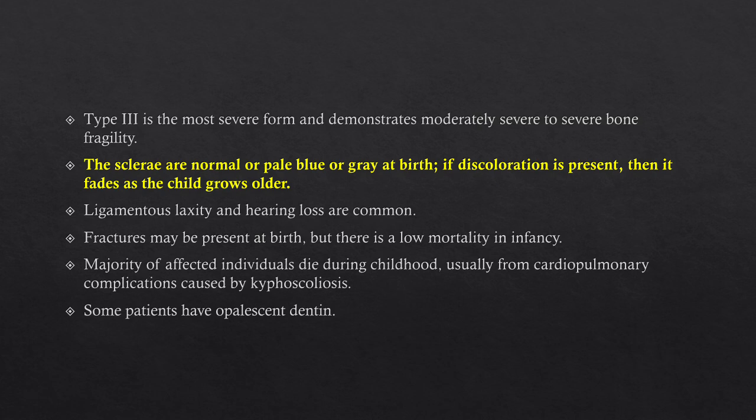in infancy, but then it can present because it is a severe form. The individuals die during childhood, usually from cardiopulmonary complications caused by kyphoscoliosis, which means the spine is bent in the forward as well as in the lateral direction. So because of its bending and the very little space that is available between the rib cage and the spine, there are going to be cardiopulmonary complications, so they do not live to see adulthood. Some patients have opalescent dentin, but it's not very common.